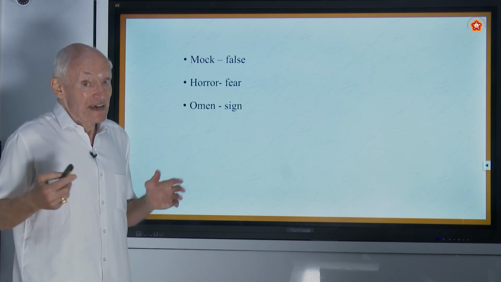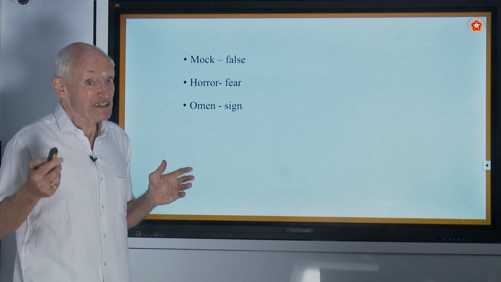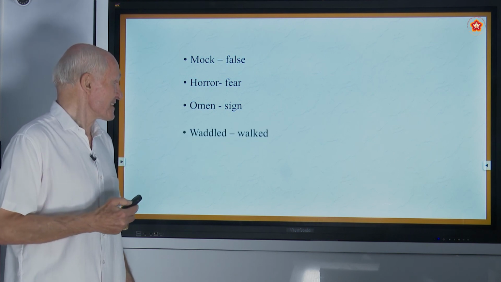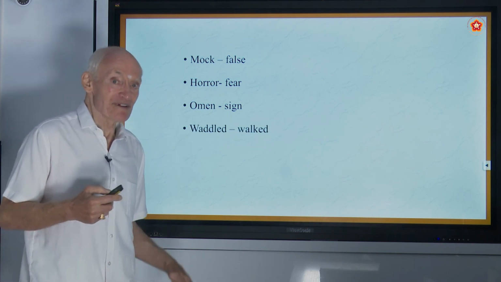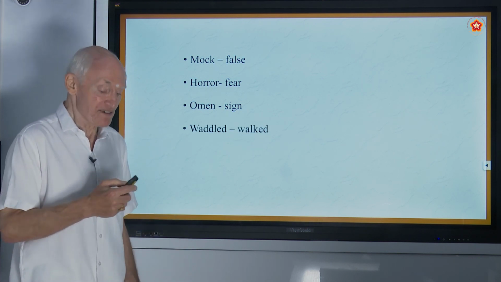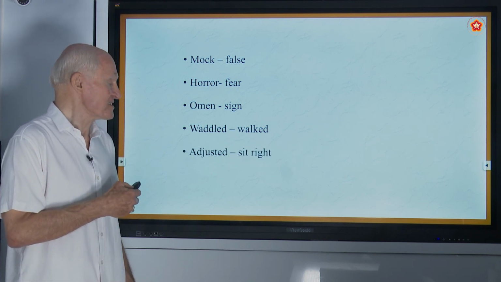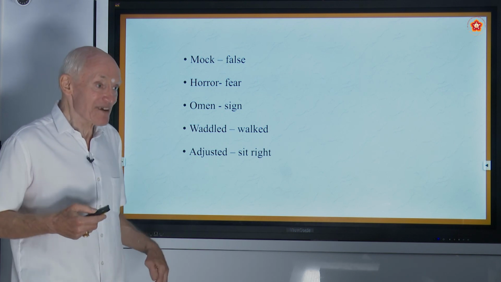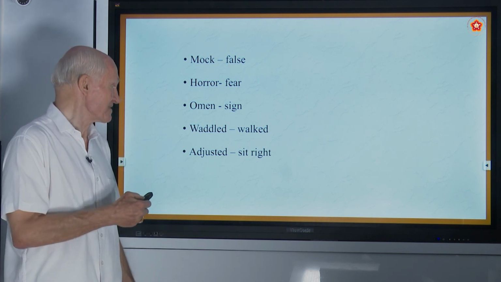Omen. Aunt Pramila was a bad omen. It was not a good sign seeing her right before she was dancing. Waddled. The grandmother walked like a duck. She waddled. Adjusted. Sit right. Set right. Okay? She sat right. She sits right. She set right.